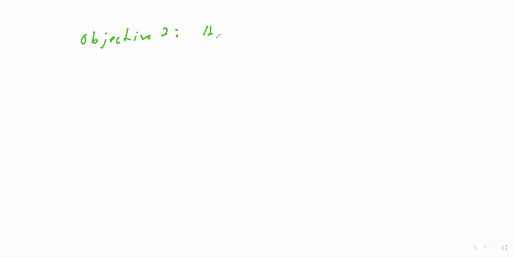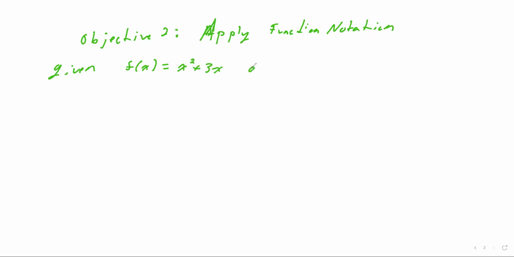Which is applying the function notation. All right, so if you're given f of x equal to x squared plus 3x, g of x equal to 1 over x, h of x equal to 5, and k of x equal to the square root of x plus 1. And I asked you to find these answers.